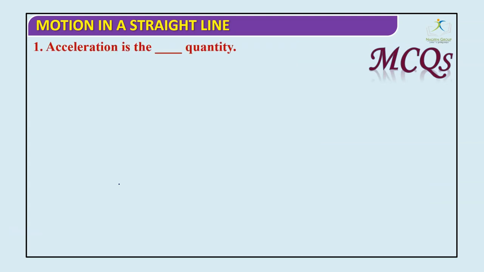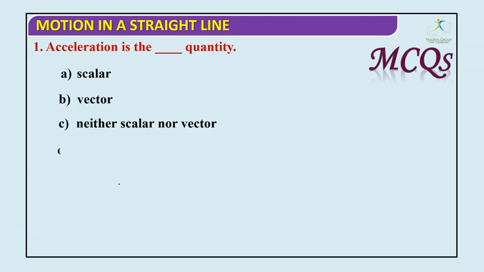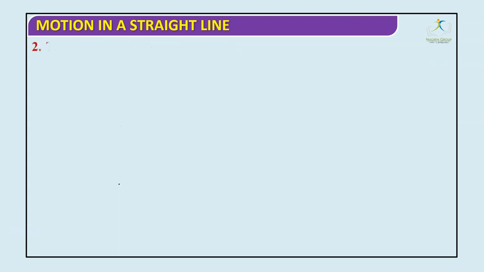So here we have a multiple choice question. Acceleration is a dash quantity: scalar, vector, neither scalar nor vector, both scalar and vector. The correct answer is vector.